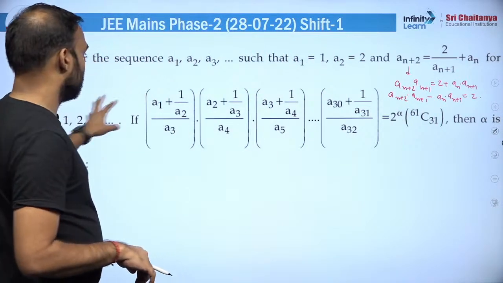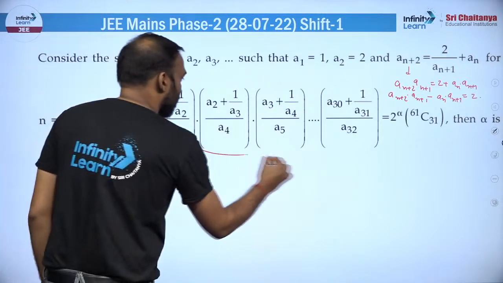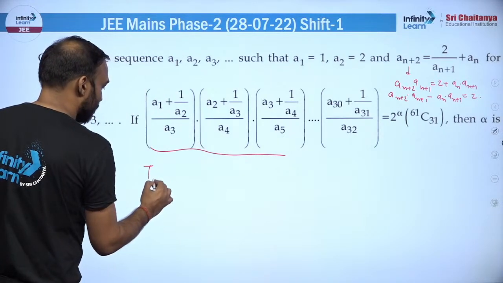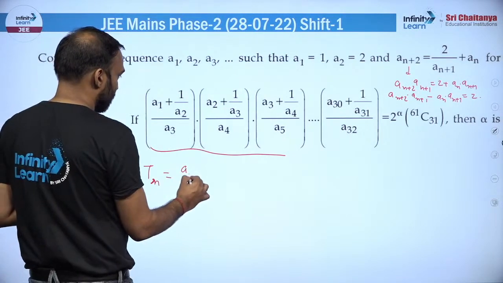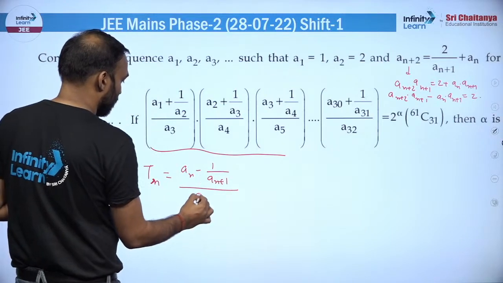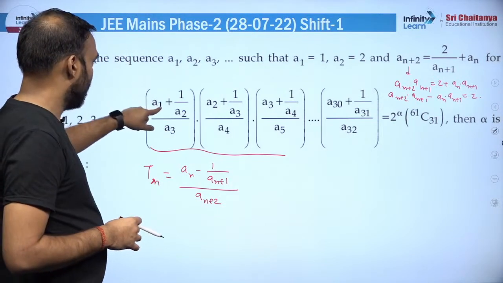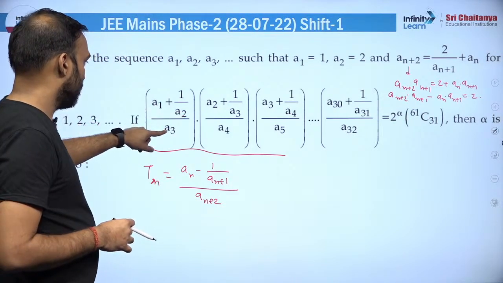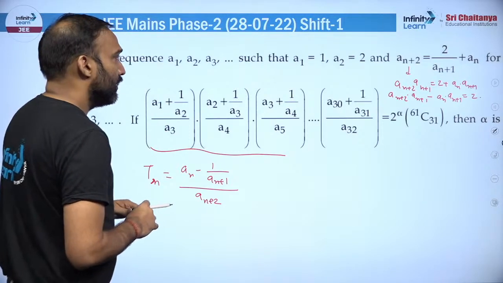Now what is given to us? We have this, right? 1 upon a1 a2 plus so on. So let's write Tn for this. What is the Tn for this? Tn would be 1 upon An times An plus 1 times An plus 2. Sorry, An, An plus 1, An plus 2. Yeah, this is my Tn.